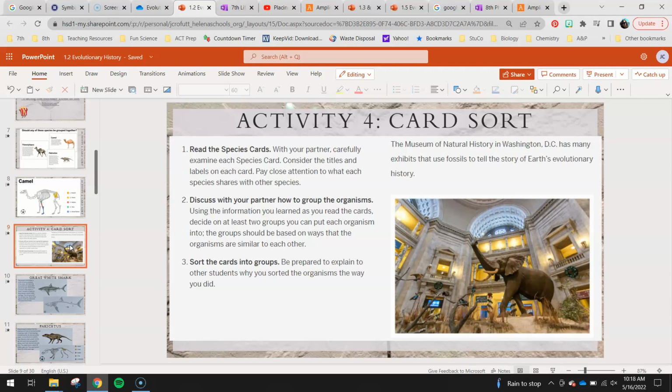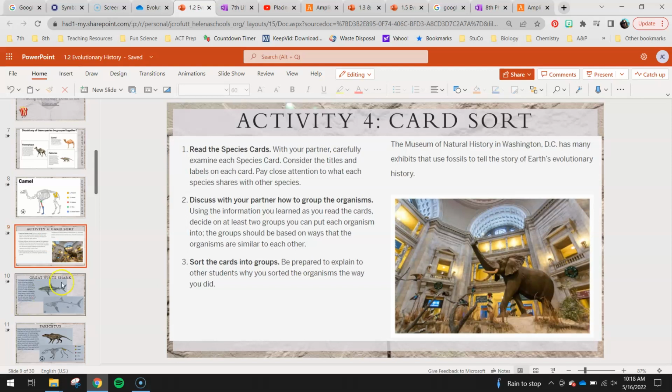So you guys will obviously use both the front side, that's just like a description of the animal, but also use the size and the skeletal structure on the back to help you. Use the information you learned as you read the cards. Decide on at least 2 groups you can put each organism into. The groups should be based on ways that the organisms are similar to each other. Sort the cards into groups. Be prepared to explain to other students why you sorted the organisms the way you did.